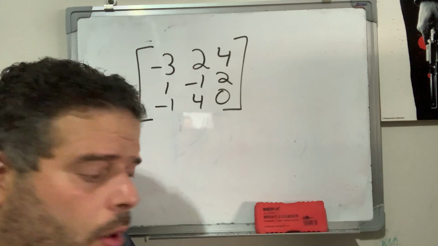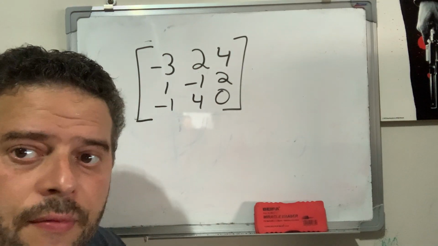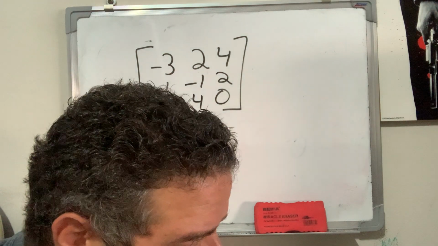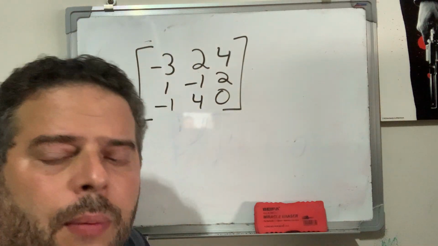Hello guys, today we're going to go over 6.2 example 7. Now example 7 states: find the determinant and inverse of a 3 by 3 matrix.